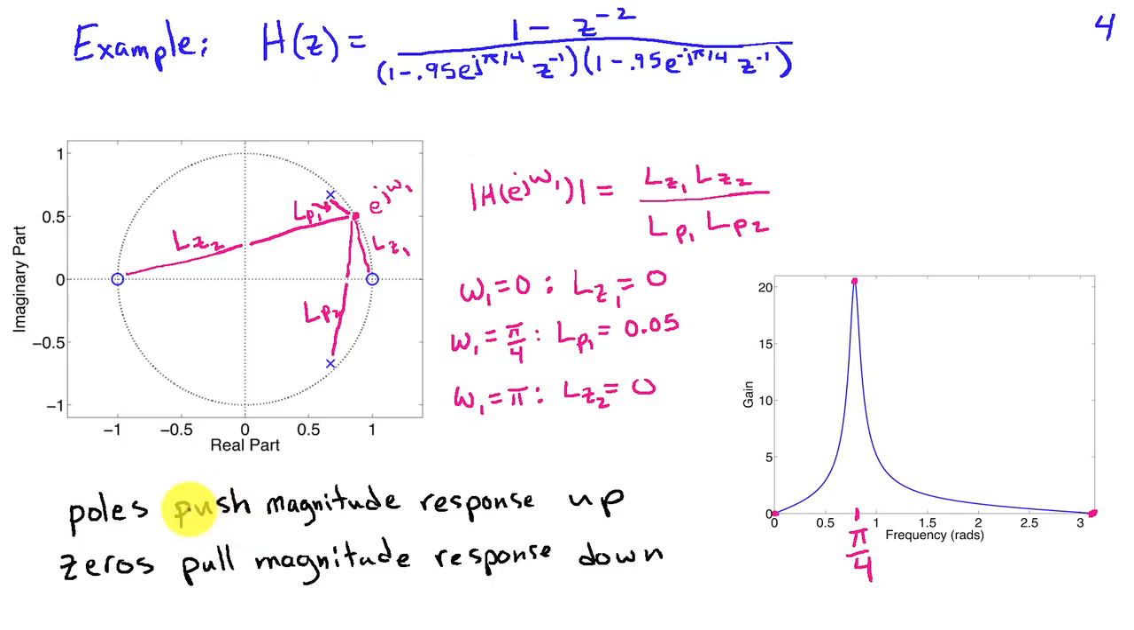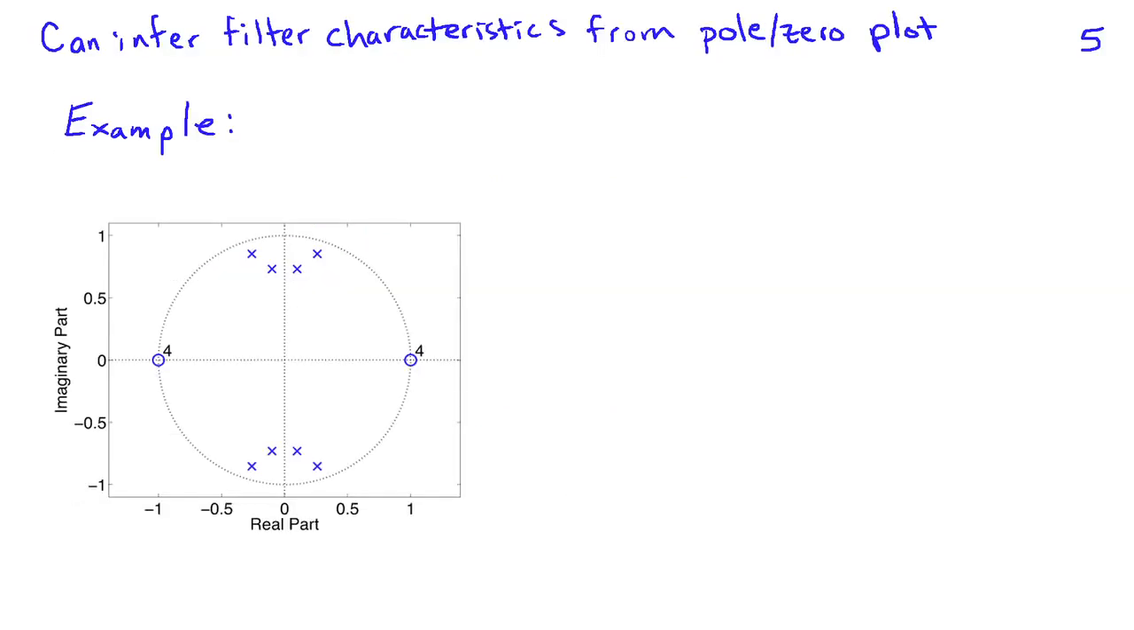Basically, what's happening here is that when you have a pole near the unit circle, you push the magnitude response up at those frequencies, while zeros near the unit circle pull the magnitude response down. And if the 0 is on the unit circle, of course, then it forces the magnitude response to be exactly 0. Now, this kind of insight can help us understand the characteristics of filters from looking at their pole zero plots. We can also use these ideas to design filters.